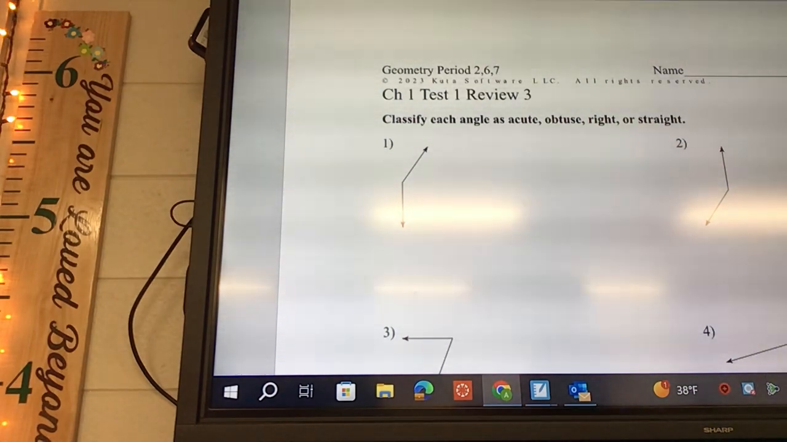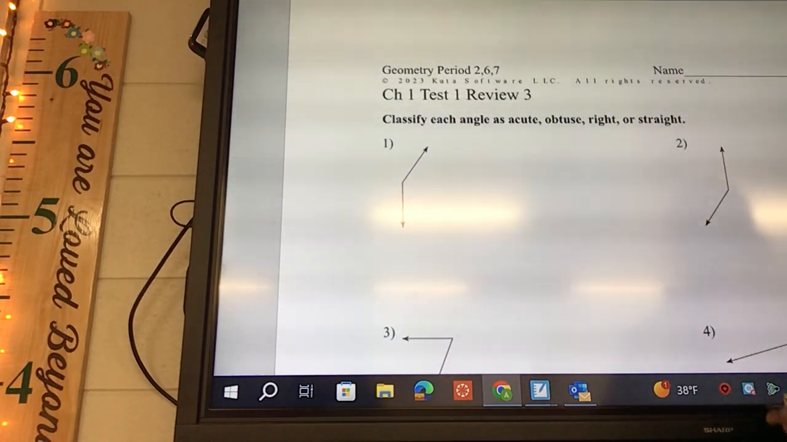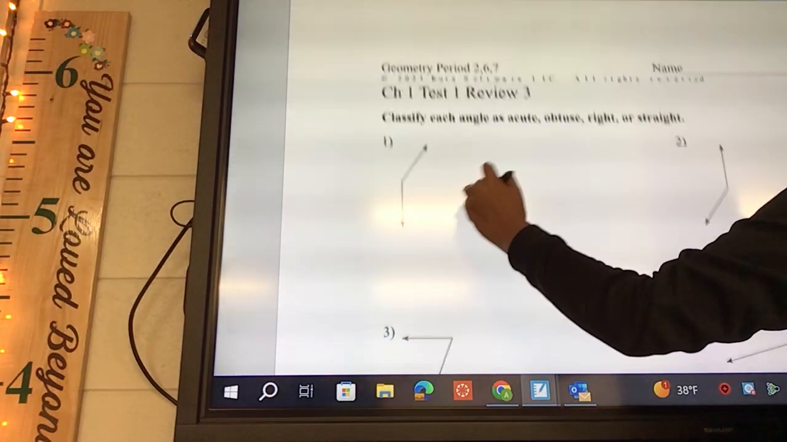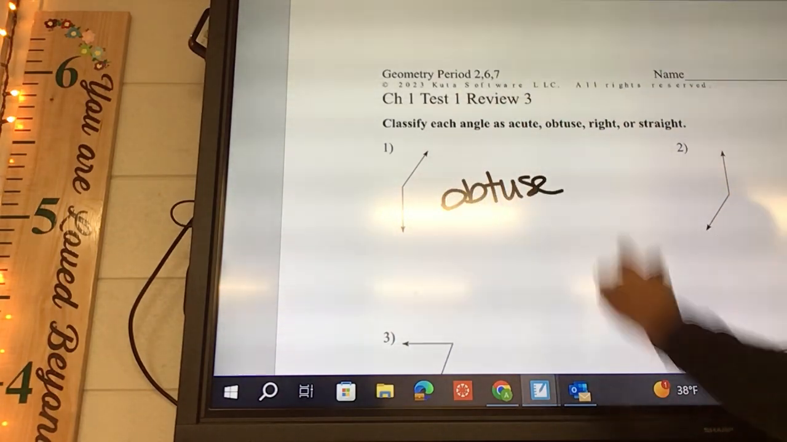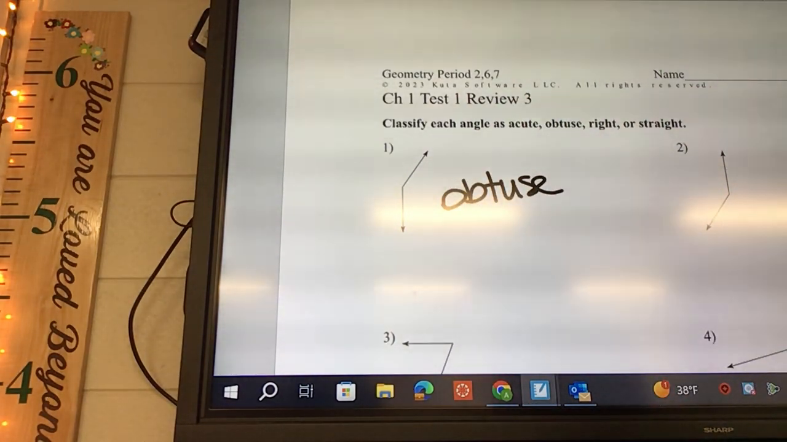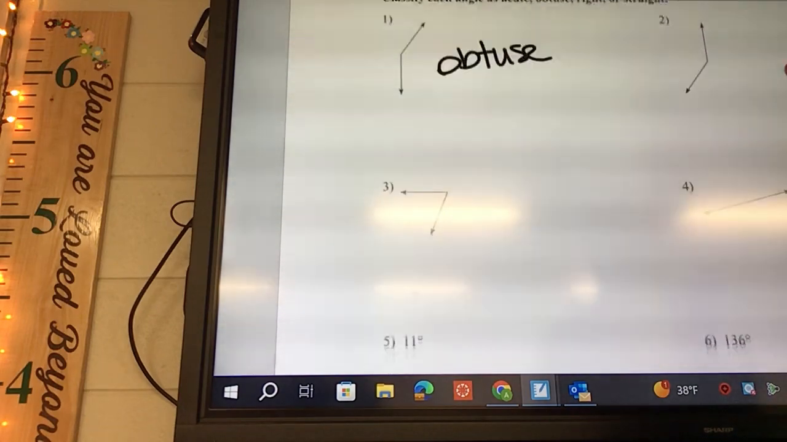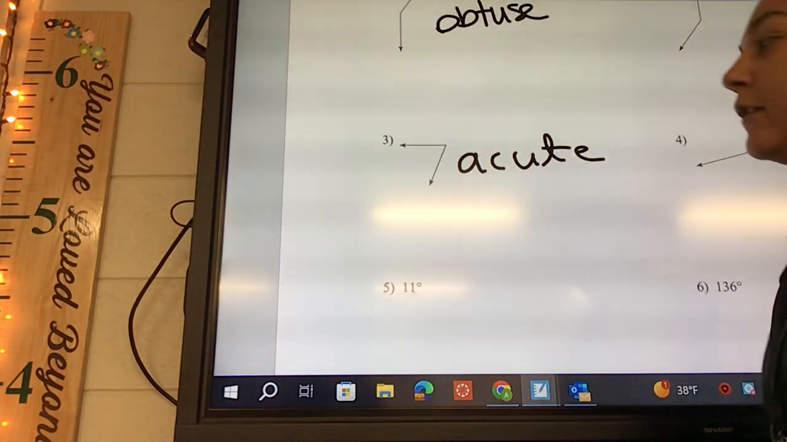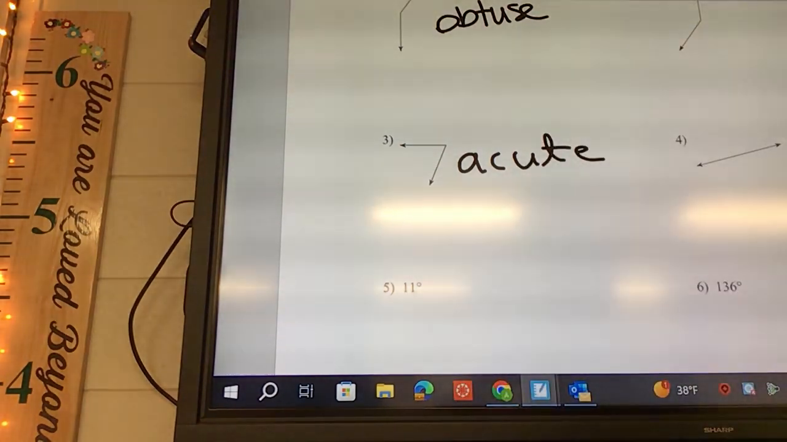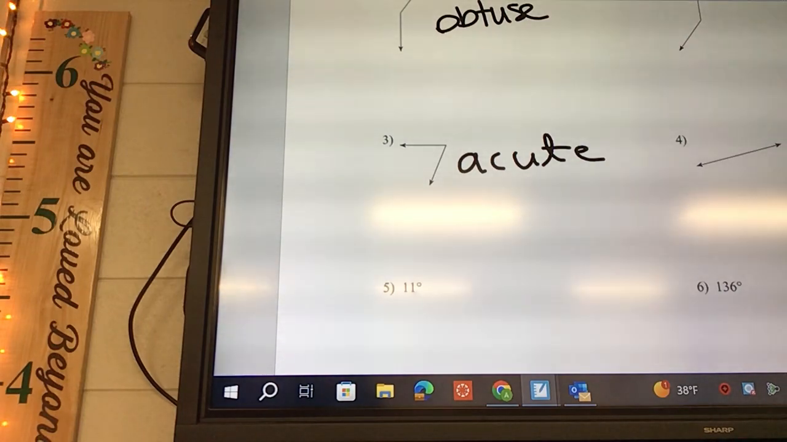Okay, classify each angle as acute, obtuse, right, or straight. What is this first one? Obtuse. Okay, James. Okay, number 3. Acute. It was definitely acute. Okay, something with 11 degrees. Acute. 11 degrees is acute.